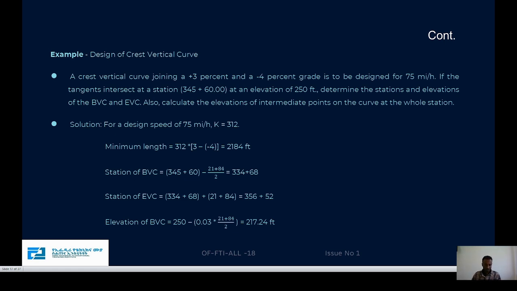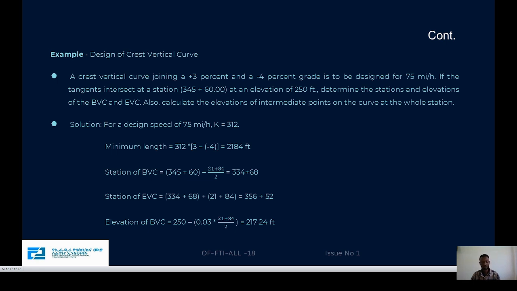The station at the beginning vertical curve is calculated as the station at the point of intersection minus L over 2. So 345 plus 16 minus 21 plus 84 over 2. So the station at the beginning vertical curve is 334 plus 68. The station at the ending vertical curve will be the station at the beginning plus the length, 21 plus 84, so we have 334 plus 68 plus 21 plus 84, totaling 356 plus 52.